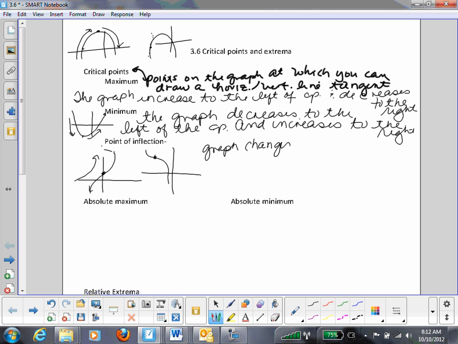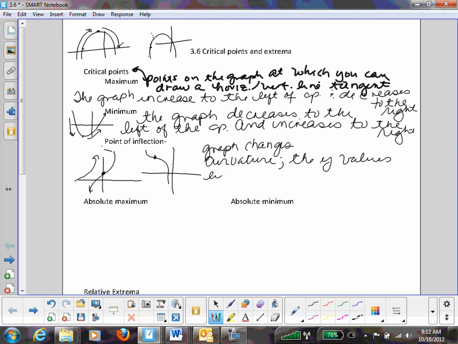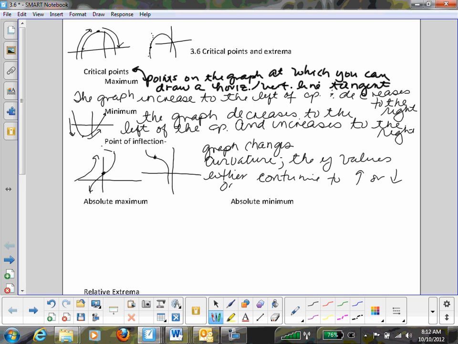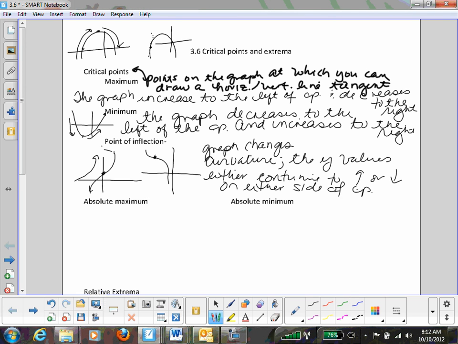All right, so here, the graph changes curvature. And so the y values either continue to increase or decrease on either side of the critical point. So remember, we're looking at our y values as we do this.